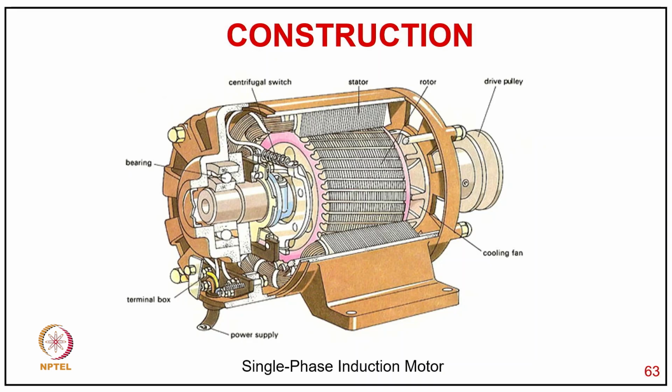You can see the cutaway of this single phase induction motor: the squirrel cage rotor with the rotor bars and proper end rings, the stator core, the cooling fan, the cooling arrangement, then the bearing, and a centrifugal switch, used for capacitor start and capacitor start capacitor run motors, because the capacitor normally used for starting is supposed to come out during running condition.